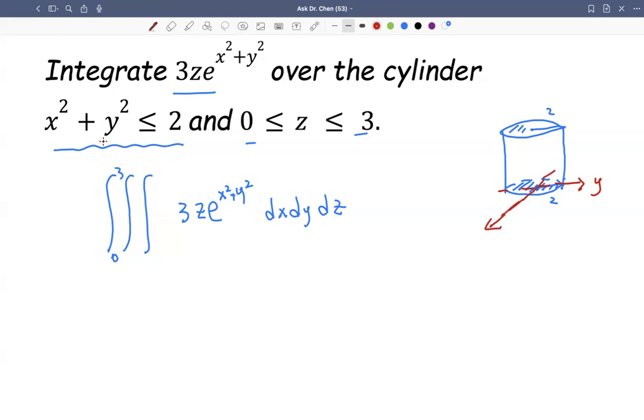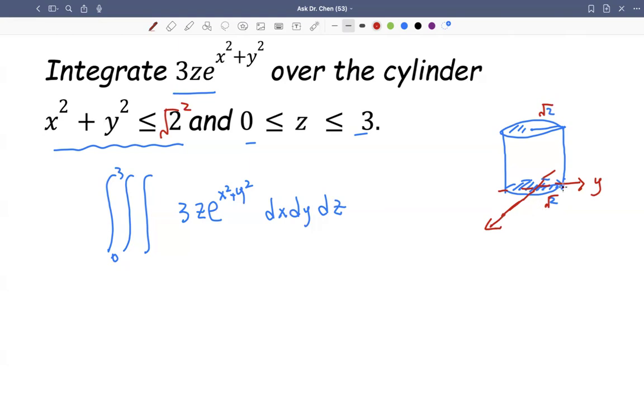Because x squared plus y squared is less than or equal to 2, we can write 2 as square root 2 squared. So we know the radius is square root 2, not 2. Remember, x squared plus y squared equals r squared is the description of a circle with radius r. So in this case, r equals square root 2.